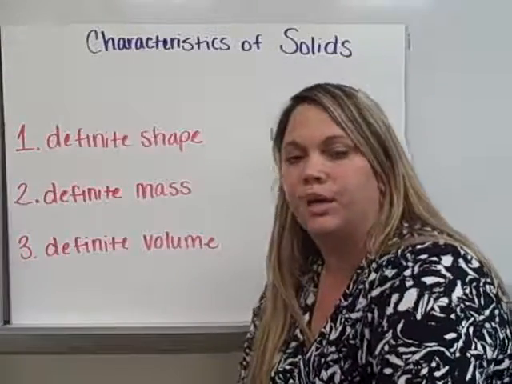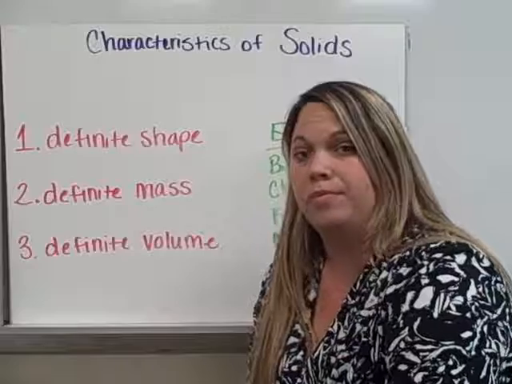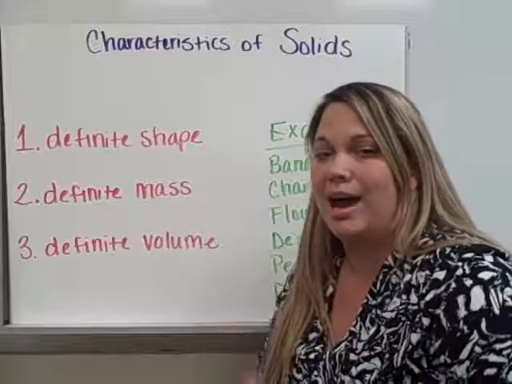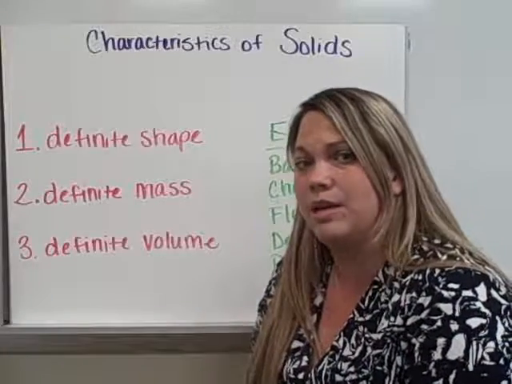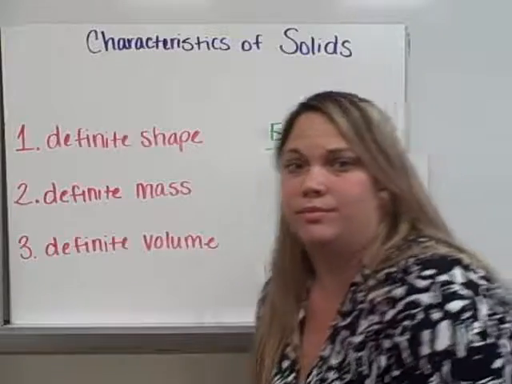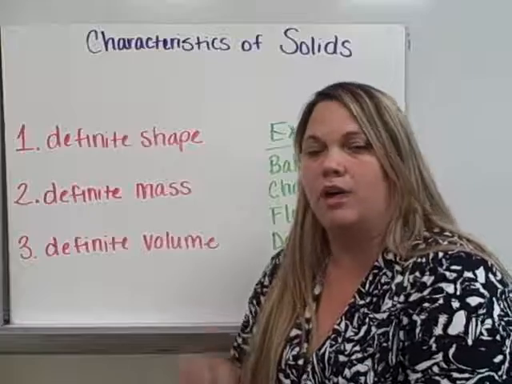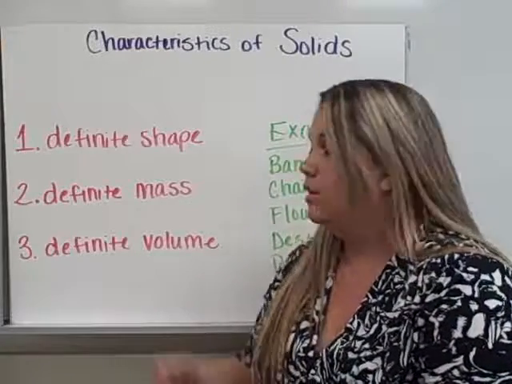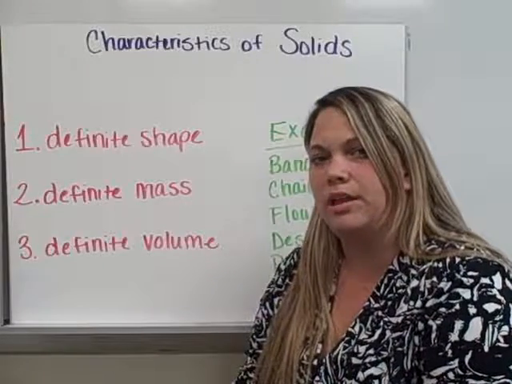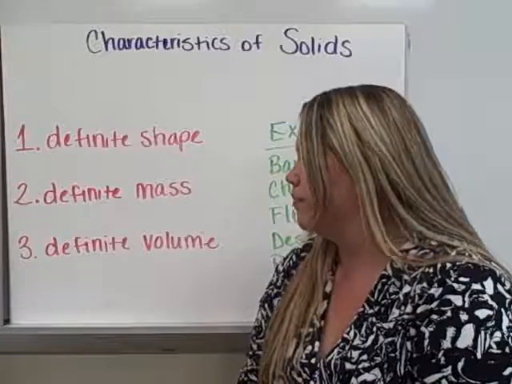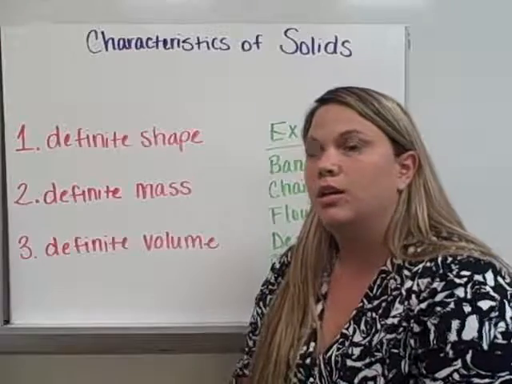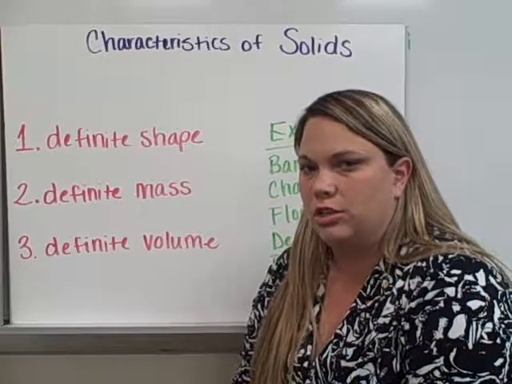Characteristics of solids. Solids have a definite shape. This means if I pick up a building block and I put it in a glass, that building block is still going to have the same shape it had before I put it in the glass. It has a definite mass. If I put my building block on a scale, it's going to weigh the same thing all the time, no matter what scale I put it on and no matter what container I put it in. And it also has the same volume, which means since its shape does not change, the amount of space it takes up does not change either.